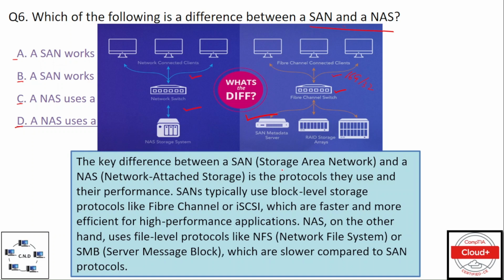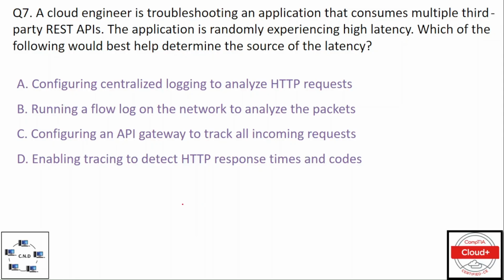So the key difference between a SAN, that is storage area network, and a NAS, network attached storage, is the protocols they use and their performance. SANs typically use block level storage protocols like fiber channel or iSCSI, which are faster and more efficient for high performance applications, while NAS, on the other hand, uses file level protocols like NFS, that is Network File System, or SMB, Server Message Block, which are slower compared to SAN protocols.